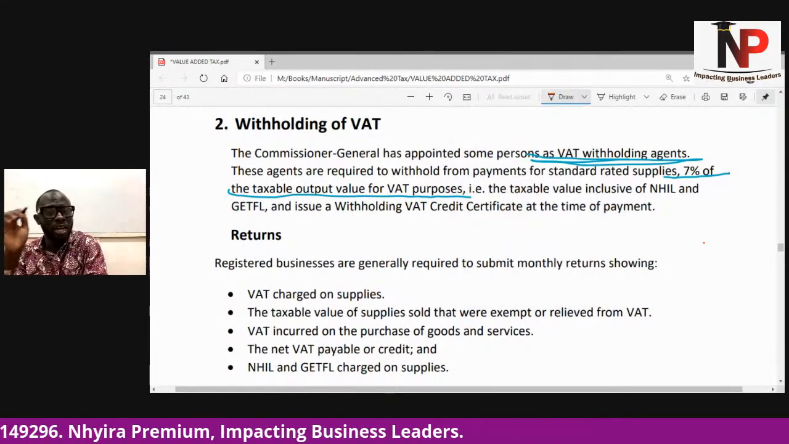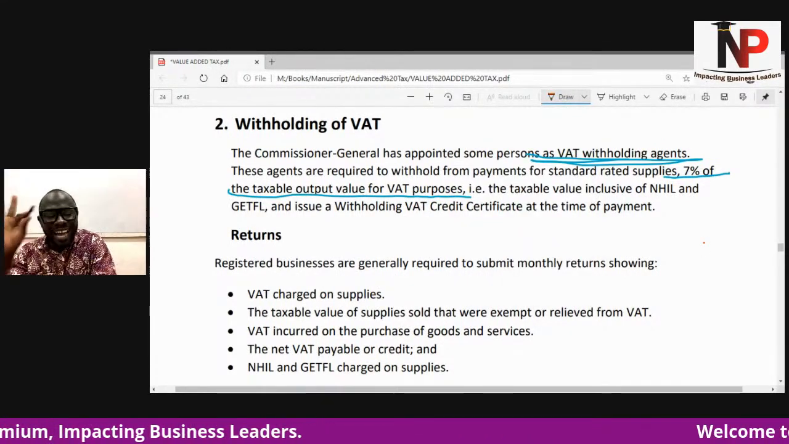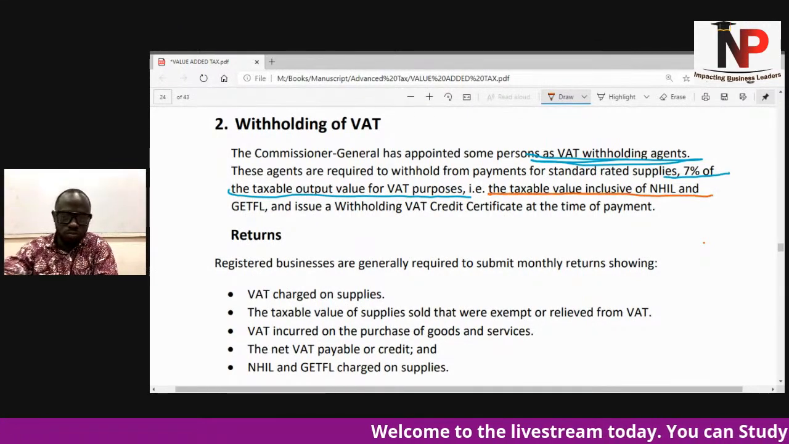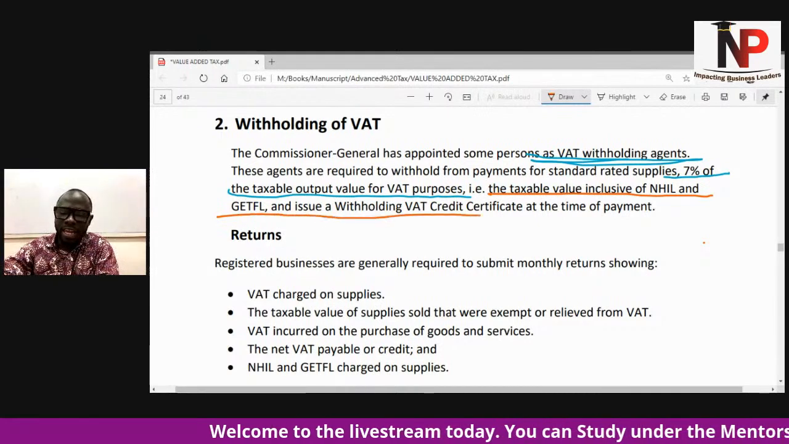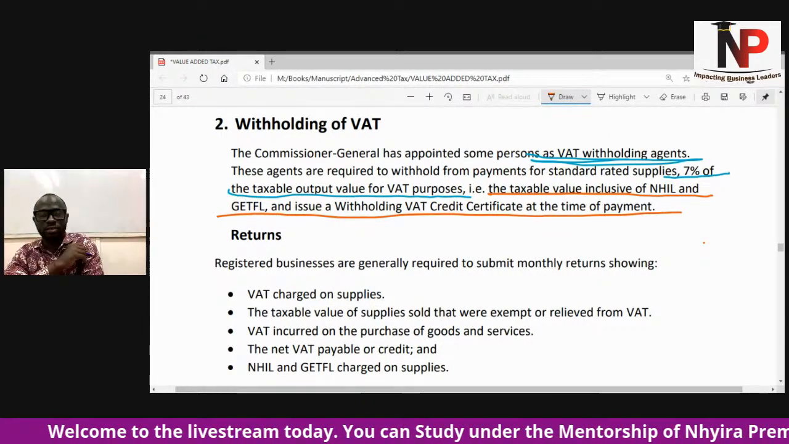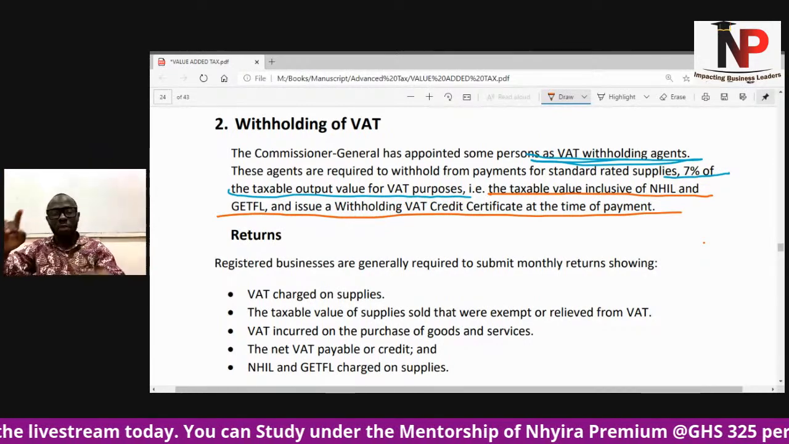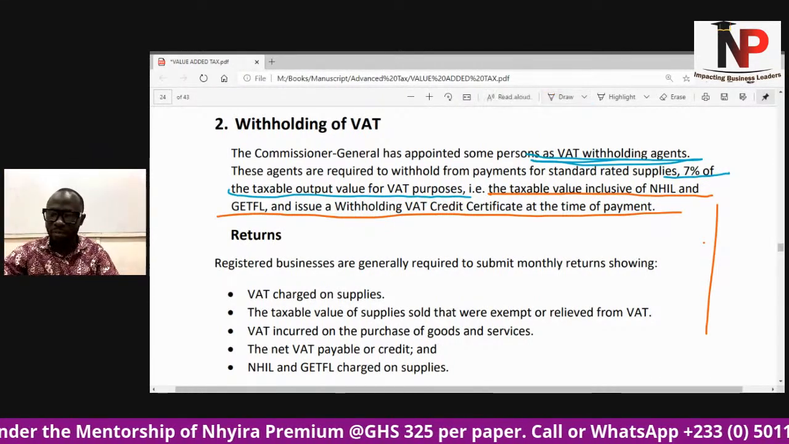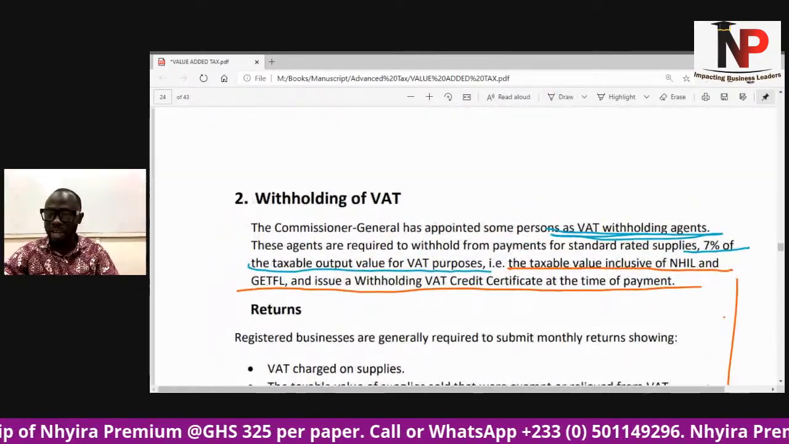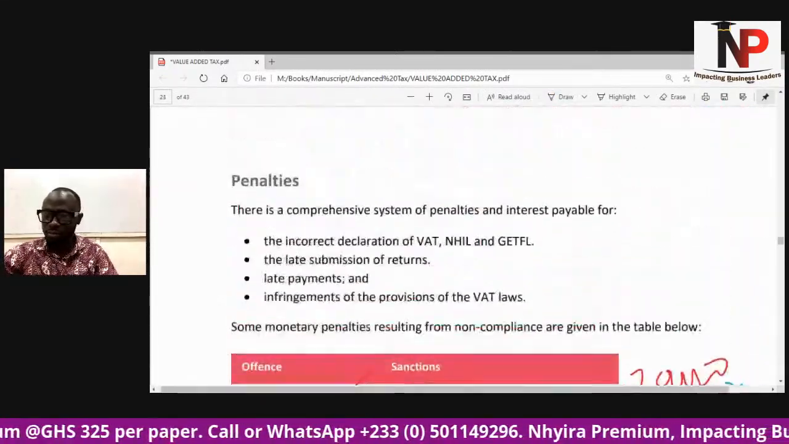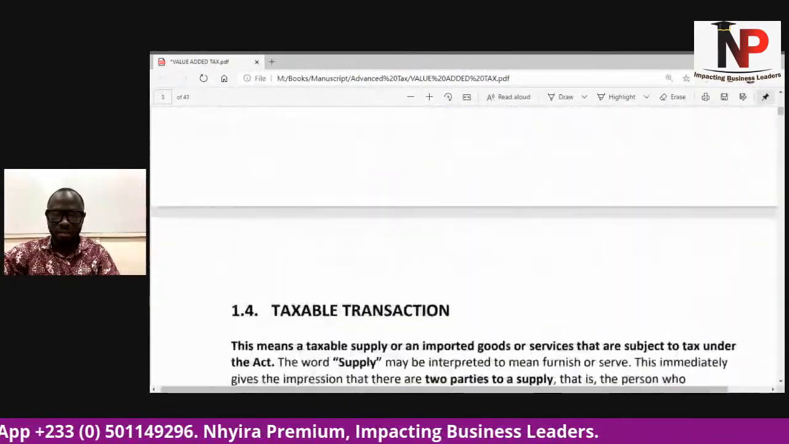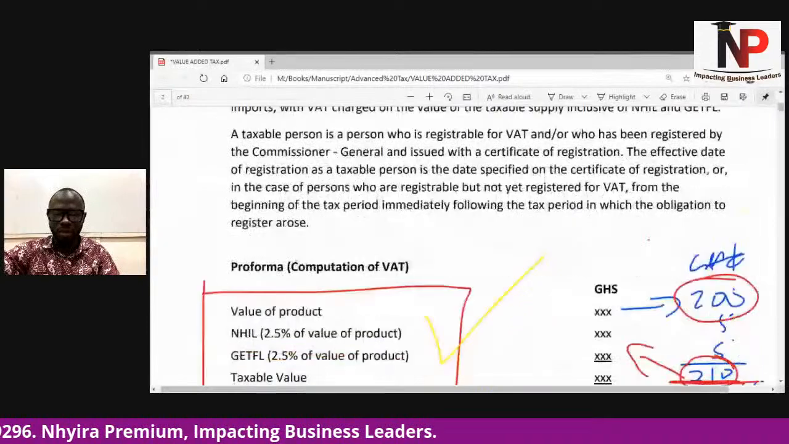I wanted to make sure you get a principle here very well. That is the taxable value inclusive of NHIL and issue a VAT withholding credit. So if you remember your pro forma very well, let's go to the pro forma and let me tell you that. So remember the rate here is 7%. So let's scroll up in my slide. And then let's look at the pro forma I shared with you here.